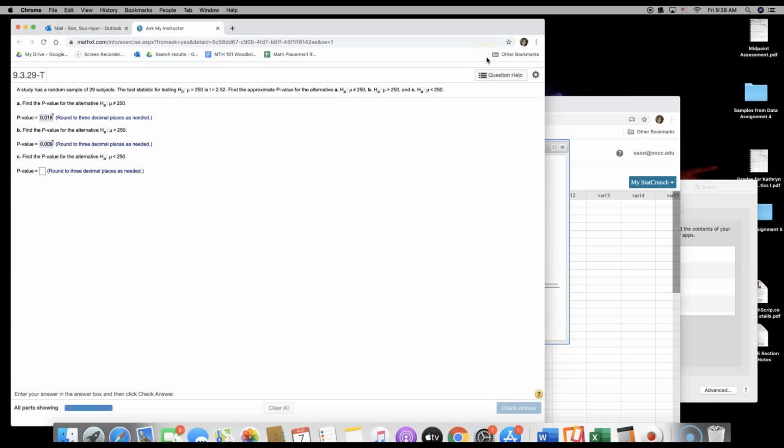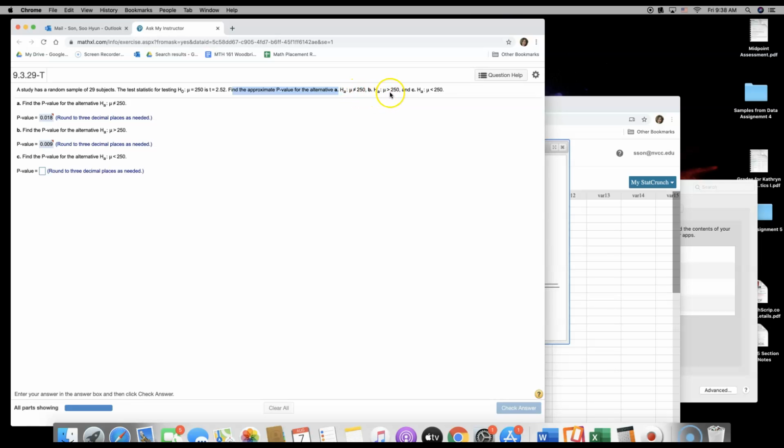A study has a random sample of 29 subjects. The test statistic for testing H0: mu equals 250 is T equals 2.52. So they're giving you the test statistic already. I'm going to ask you to find the approximate p-value for the alternative, mu does not equal 250.